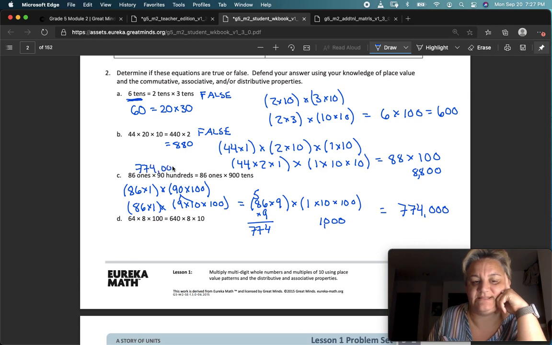I don't have enough space today, do I? And 86 ones times 900 tens. Well, that's the same, isn't it? No, it isn't. Yes, it is. Wait a minute.